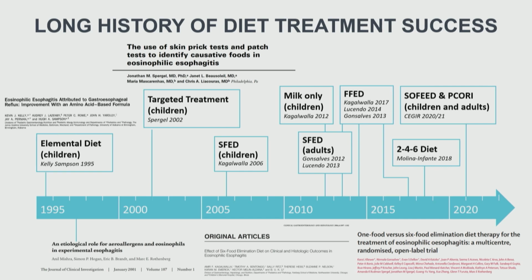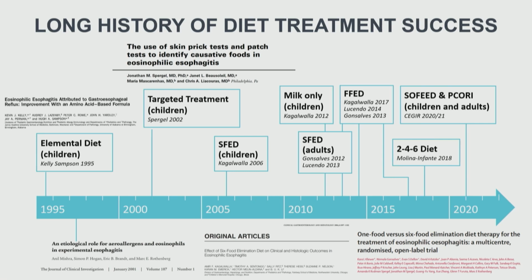Dr. Spergel and Leah Corris's group from CHOP in 2002 started to evaluate the role of food allergy testing in EOE, and subsequent studies highlighted here have focused on empiric elimination diets, such as the 6-food, the 4-food, the 2-food, and the 1-food elimination diet.